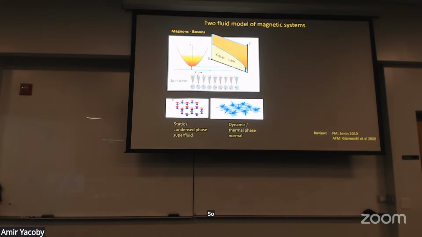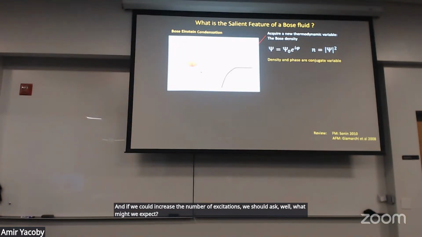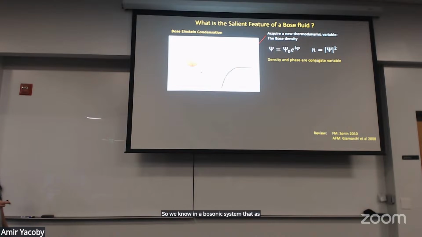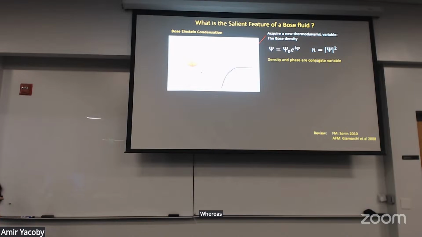So what I'll be focusing on is the dynamic phase for now, these spin excitations. And as we know, these spin excitations are bosons. And if we could increase the number of excitations, we should ask, well, what might we expect? So we know in a bosonic system that as we increase the number of excitations, the chemical potential will eventually rise. But once it hits the bottom of the dispersion, it's going to basically settle, because now we can have macroscopic occupation of the ground state. This is a property of bosonic excitations, whereas for fermionic excitations, the chemical potential would increase continuously with density.